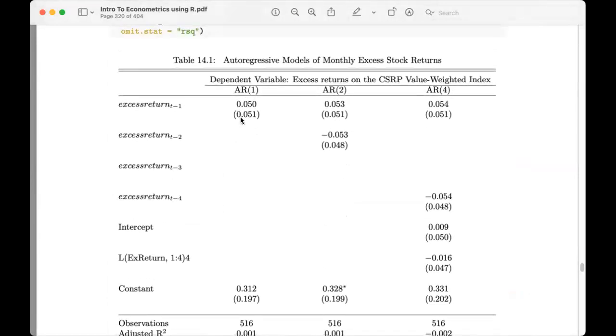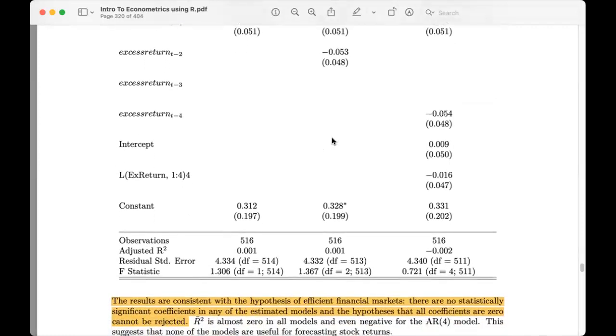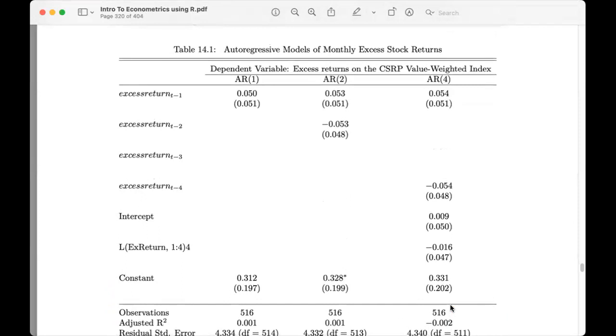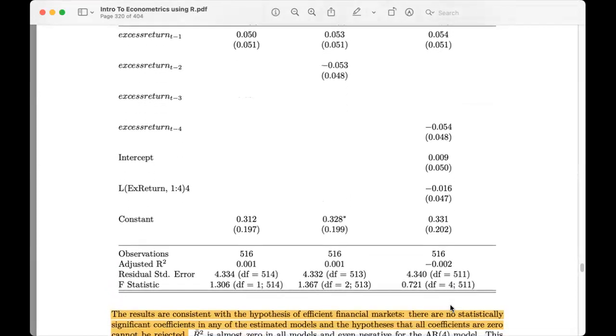From these results, it seems that the efficient market hypothesis holds, because using AR(1), AR(2), none of the coefficients are significant, even at 5%. The results are consistent with the hypothesis of efficient financial markets. There are no statistically significant coefficients in any of the estimated models, and the hypothesis that all coefficients are zero cannot be rejected. In a sense, the stock prices reflect all the available information, and traders cannot really do arbitrage by using AR(2) or AR(3) models.